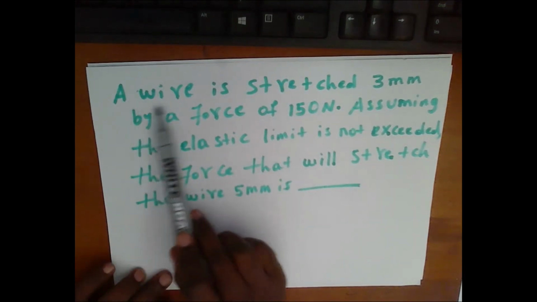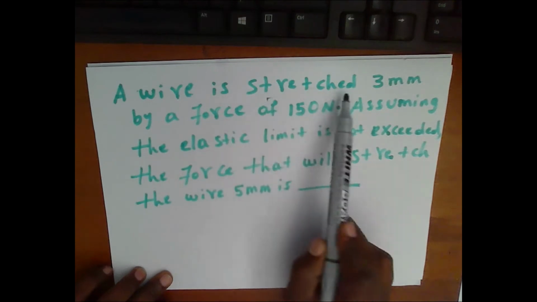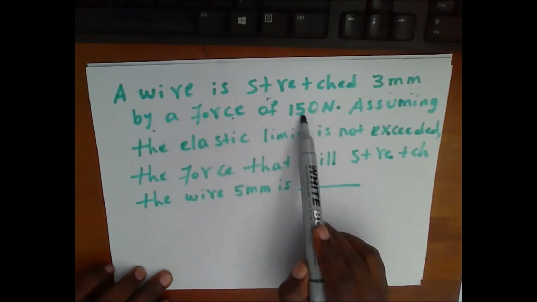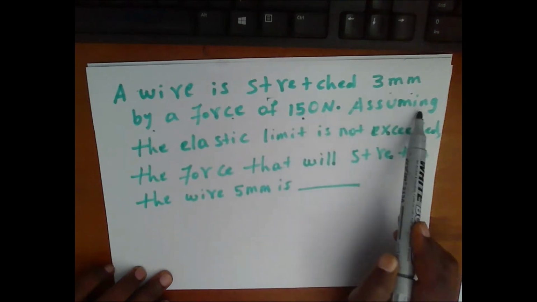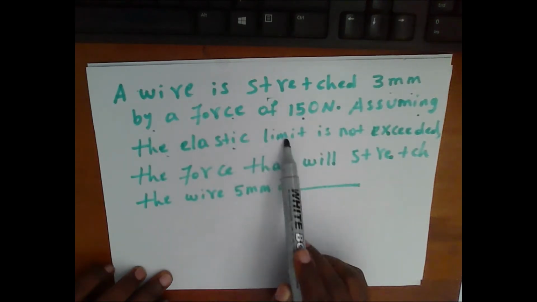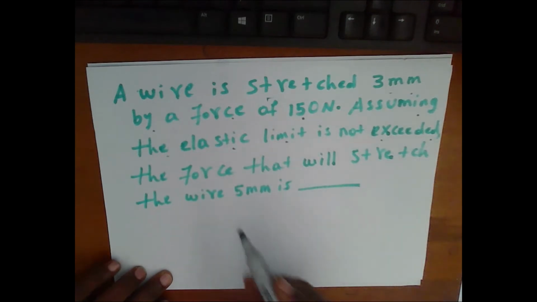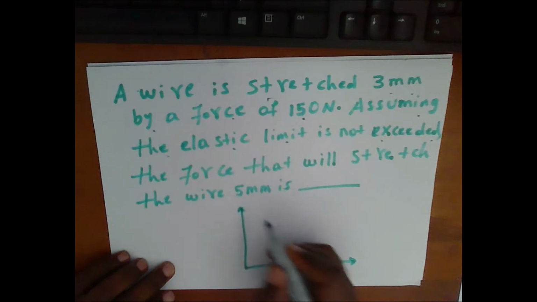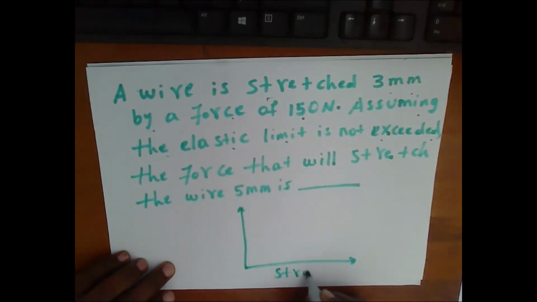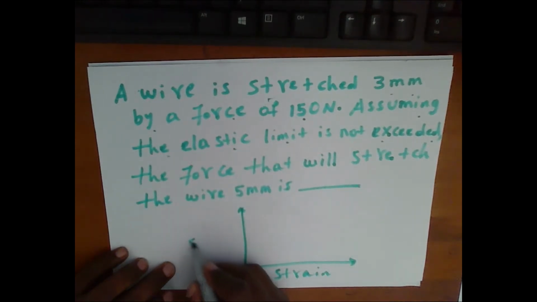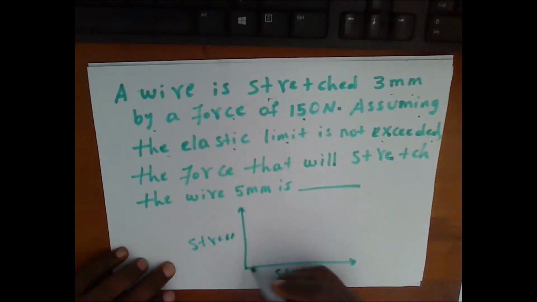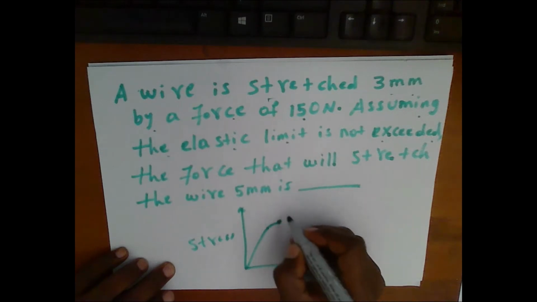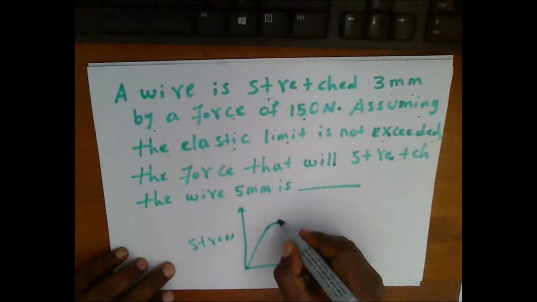The question is, a wire is stretched 3 millimeter by a force of 150 Newton, assuming the elastic limit is not exceeded. That means we have a graph like this. This is strain, and this shows stress, and the point of elastic limit is this one. This is the point of elastic limit.